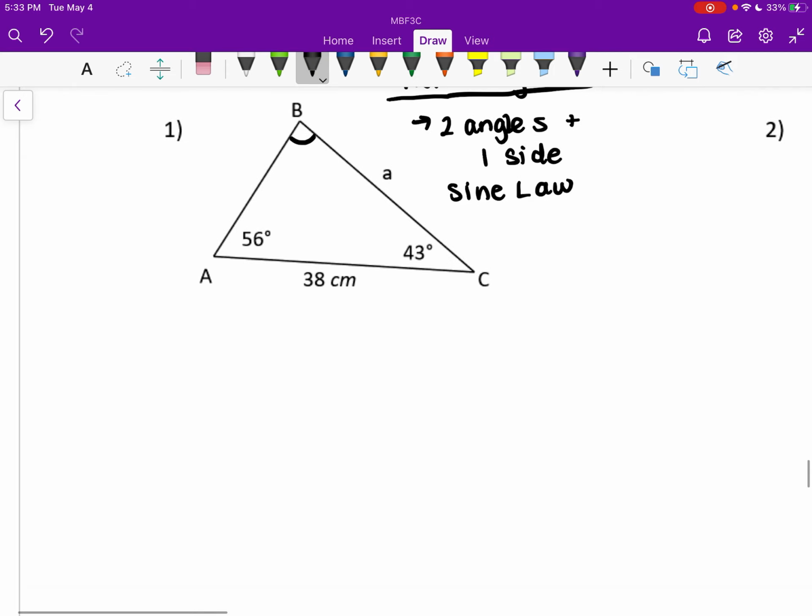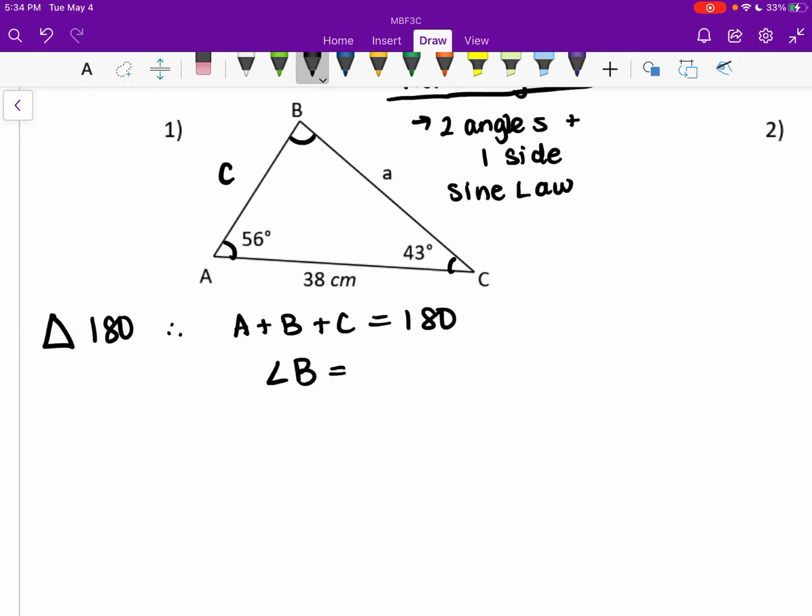So to use sine law, I need to know an angle and its corresponding side. So here I have A, I don't know what side A is. Here I have angle C, I don't know what side C is. I have side B, but I don't know what angle B is. I can find angle B though, because I have two angles in here. So I can say, okay, all the angles in this triangle are going to add up to 180. So therefore, A plus B plus C must equal 180. Right, so my angle B is just going to be 180 minus angle A, which is 56, minus angle C, which is 43.